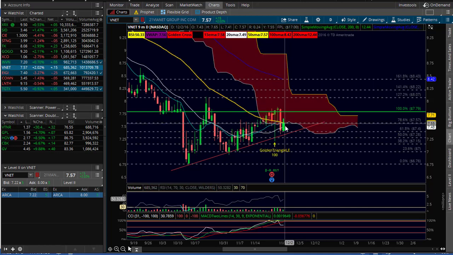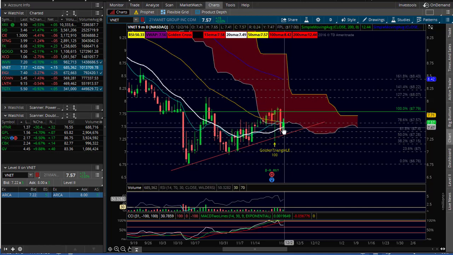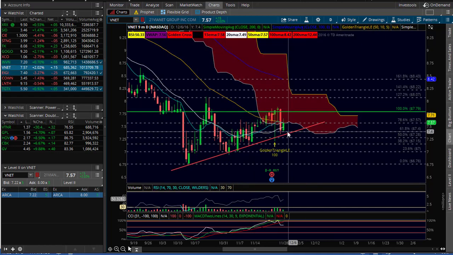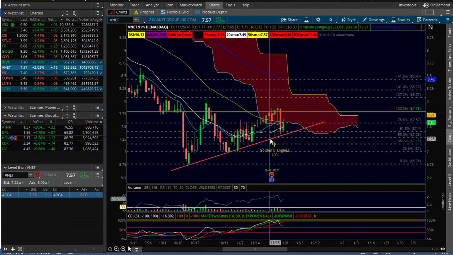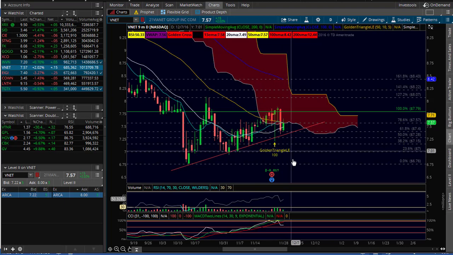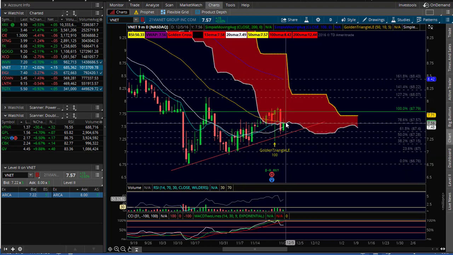All right, if it starts to break down, you could be looking at a 20 SMA test of 749, and then further retesting the 61.8 as well as the support line. And then you get even further supports all the way down. So that's why you don't want to jump in right away. You want to wait for the resistance break. That's when you'll get into the trade.